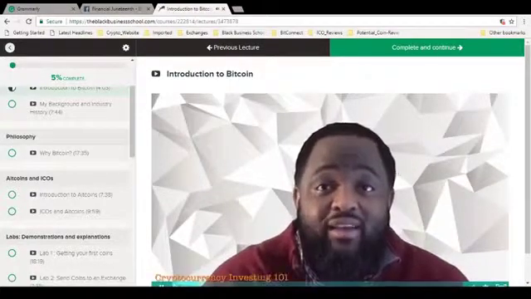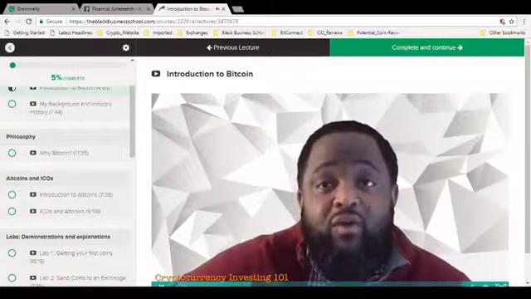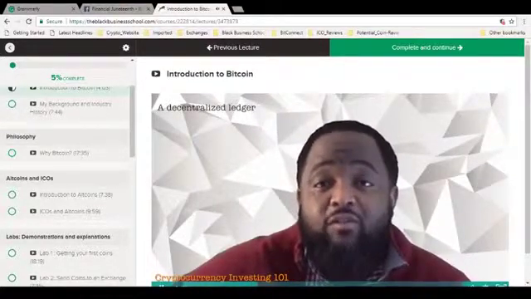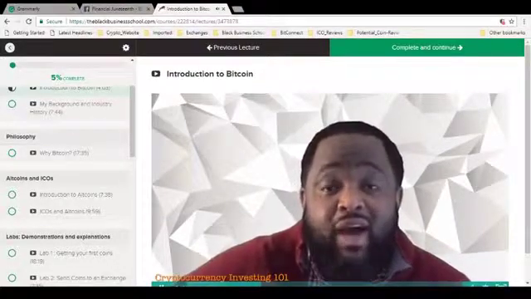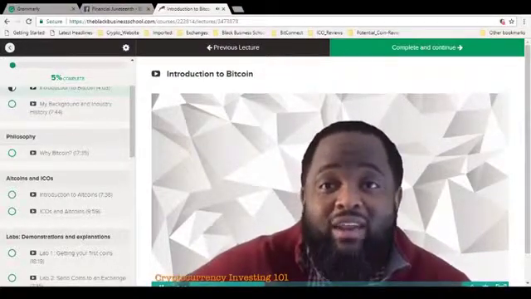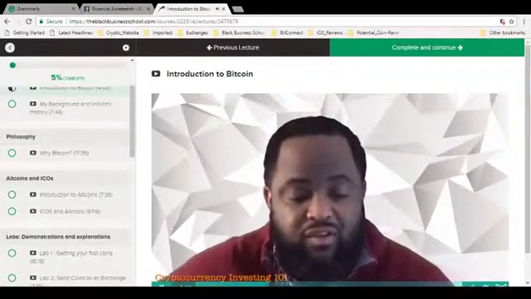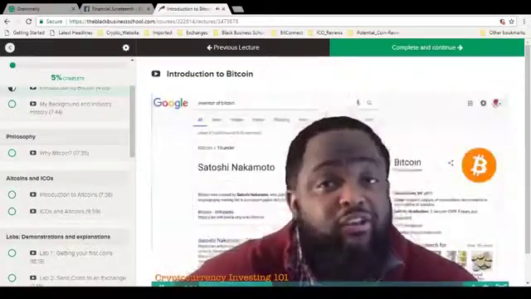Hey, welcome back. First of all, let's get into what Bitcoin is. So Bitcoin is a decentralized ledger that allows people to send assets digitally peer-to-peer across the internet. Now, how it works, there's a lot of different research papers that were put into how this currency had come together, but it really came from one inventor named Satoshi Nakamoto.